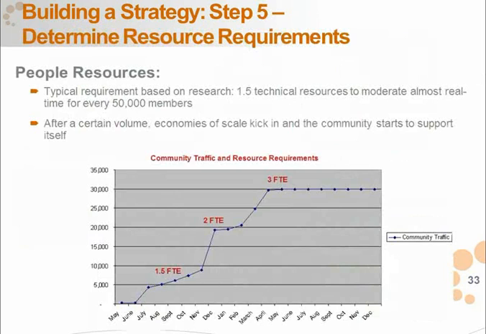Step 5 is to figure out what the resource requirements are for this. From what I've read and from some of the providers who have internal communities, for an internal community you need 1.5 resources for every 50,000 members. After a certain volume, economies of scale kick in because the community starts to support itself. So here's an example: at 30,000 people in a community, you could probably get away with 3 full-time headcount.